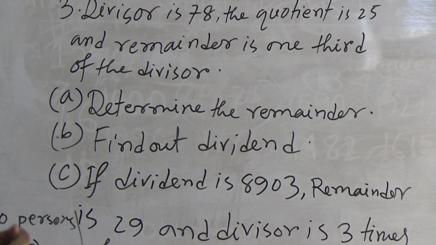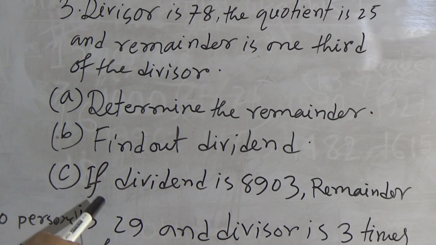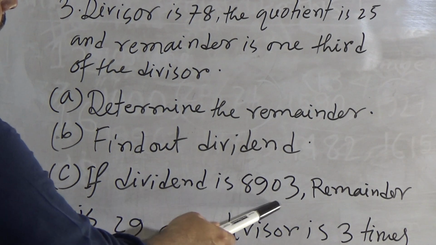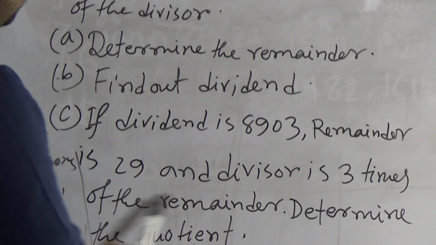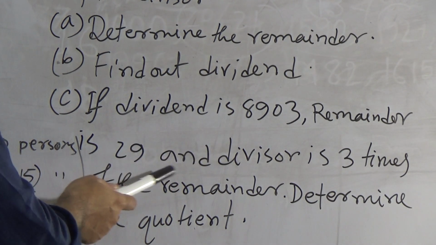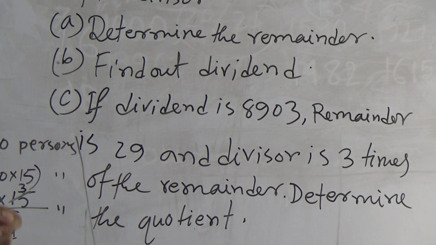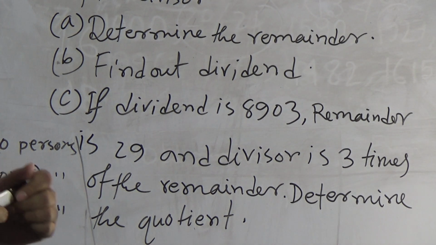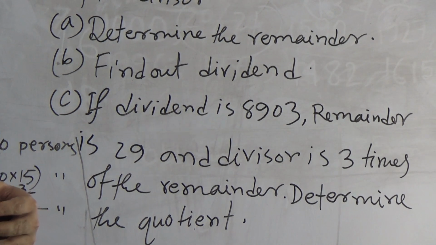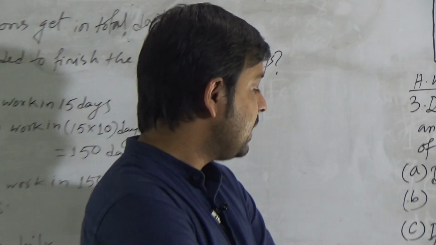To find out the dividend, you have to write the formula dividend equal to divisor into quotient plus remainder. Using this formula, find out the dividend. And question C is, if the dividend is 8903, remainder is 29 and divisor is 3 times of the remainder, determine the quotient. It means that at first we have to find out the divisor. Divisor is 3 times of remainder. Here remainder is 29. So if we multiply 29 by 3, we will get the divisor. Now use the formula for the quotient equal to dividend minus remainder divided by the divisor. Using this formula, you will get the answer for question C.